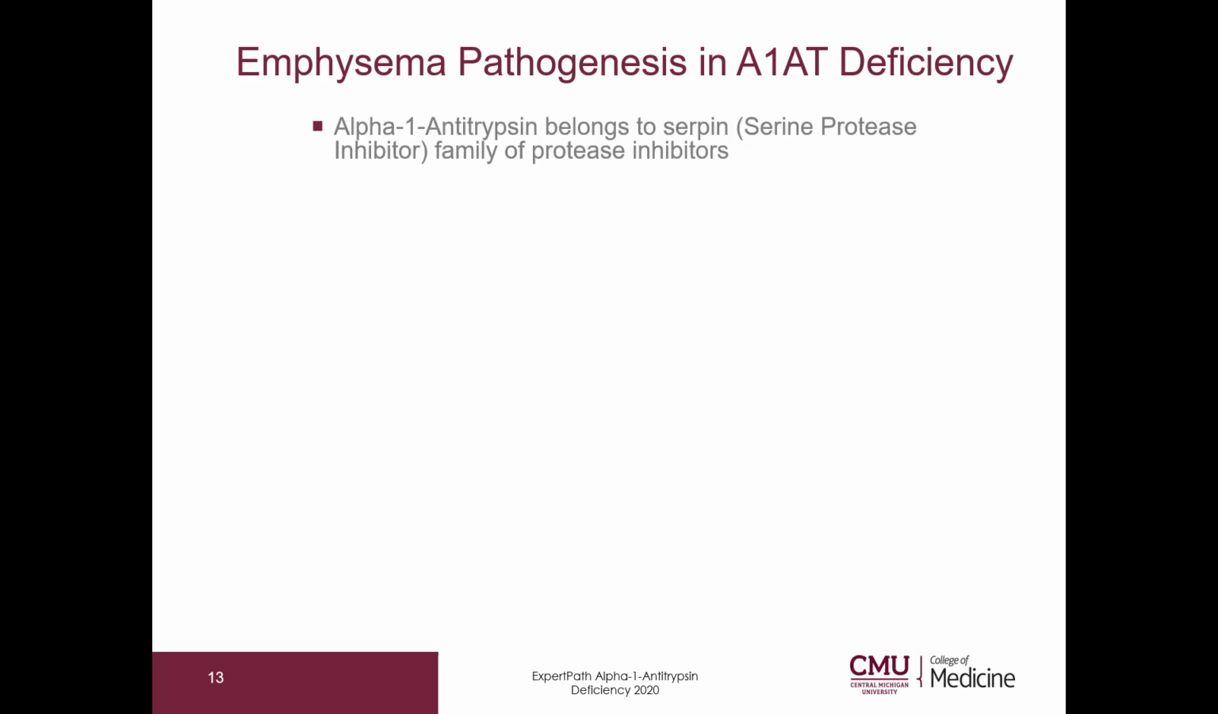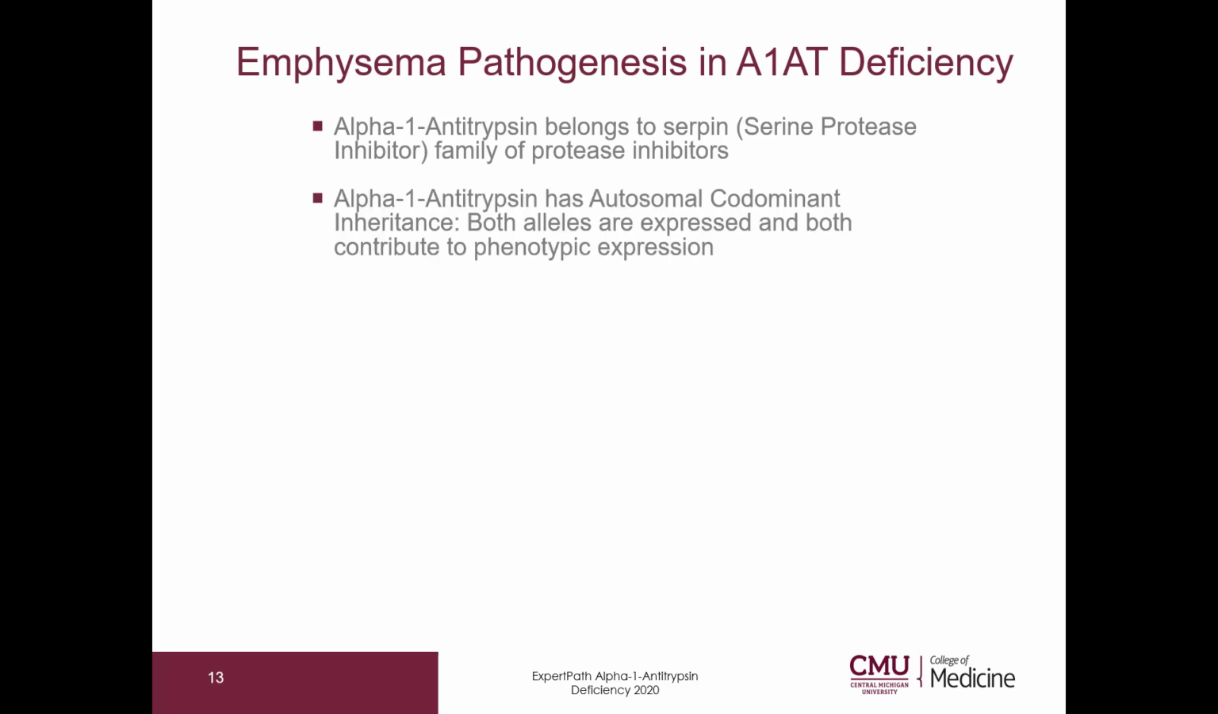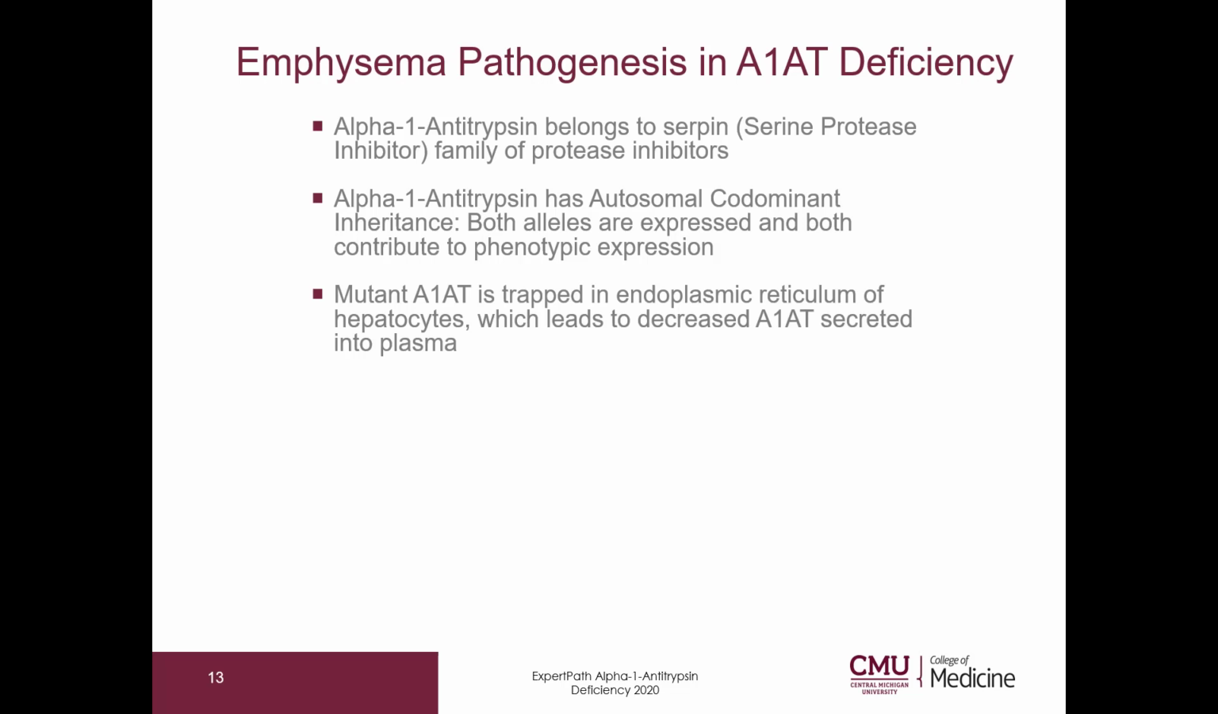Alpha-1 antitrypsin belongs to the serpin family of protease inhibitors. Alpha-1 antitrypsin has autosomal codominant inheritance. Both alleles are expressed and both contribute to the phenotypic expression. Mutant alpha-1 antitrypsin is trapped in the endoplasmic reticulum of hepatocytes, which leads to decreased alpha-1 antitrypsin secreted into the plasma.